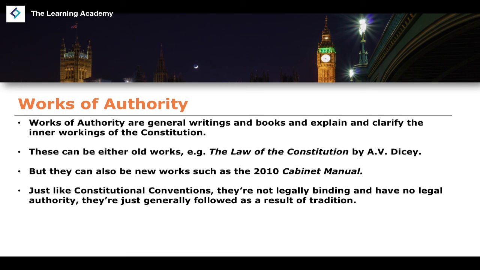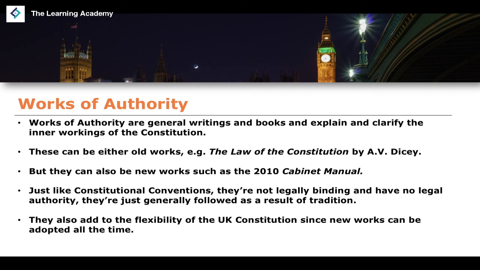An example that is often referred to is that of Erskine May, which is the work of authority that defines a number of different rules of parliamentary procedure, and Erskine May is followed all the time in the House of Commons and is widely accepted and followed by the Speaker of the House of Commons and is enforced by the Speaker. Not because there is any legal obligation to do so, but because, again, it's convention that we follow these works of authority.